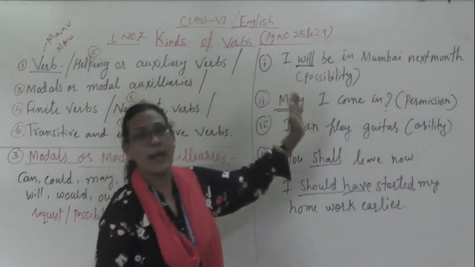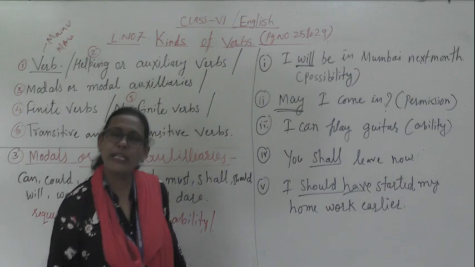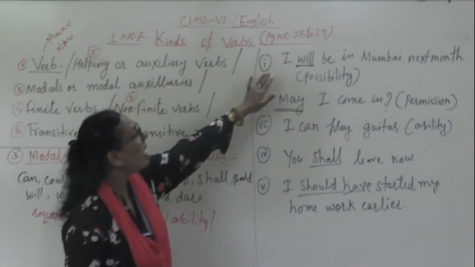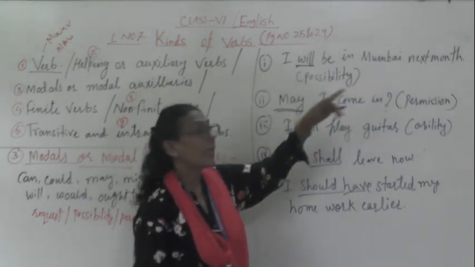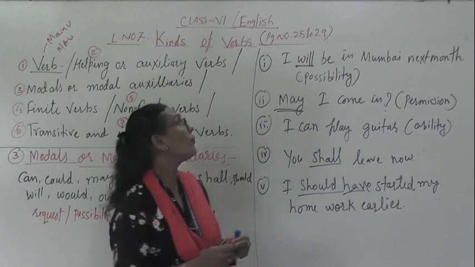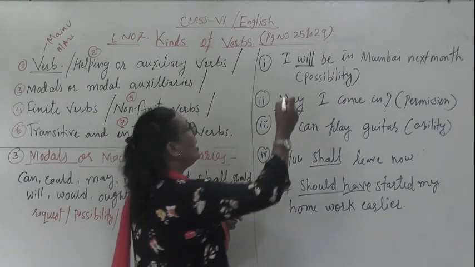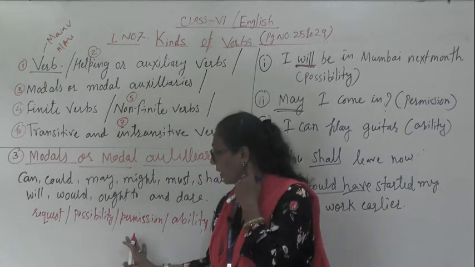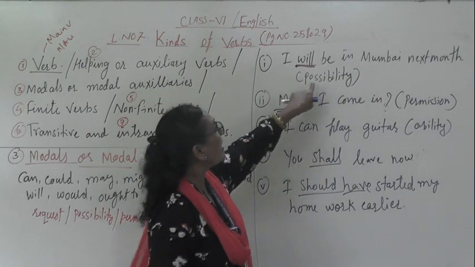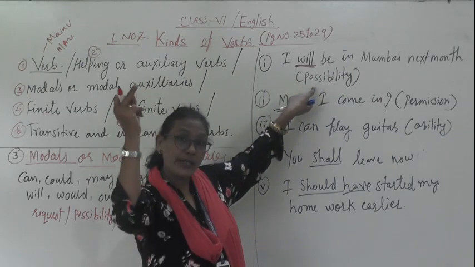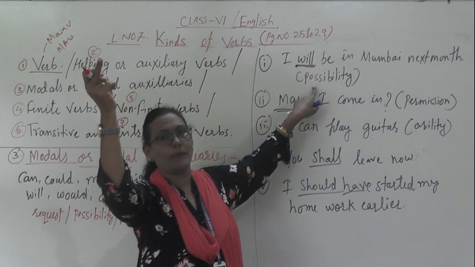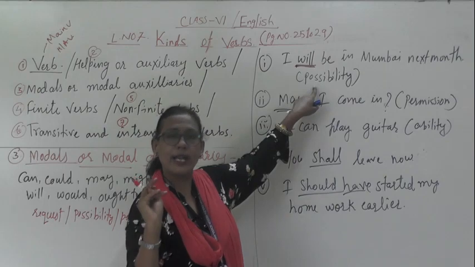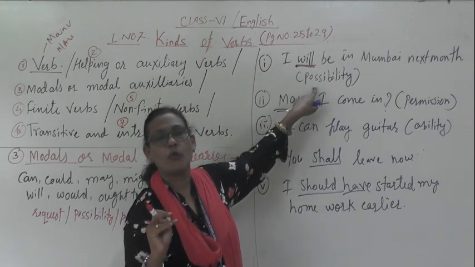So we'll see examples. It will be very clear when you see these examples. One example: I will be in Mumbai next month. So what is it showing? Possibility. Next month I will be in Mumbai, that is a possibility. For this possibility, permission, humble request and all, we are using these modal auxiliaries.